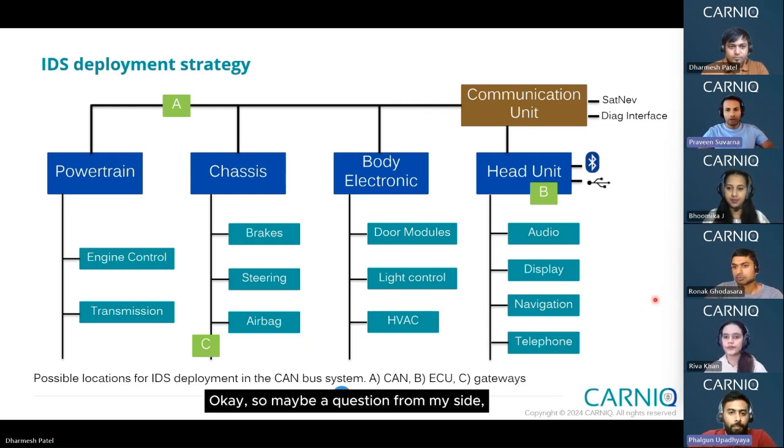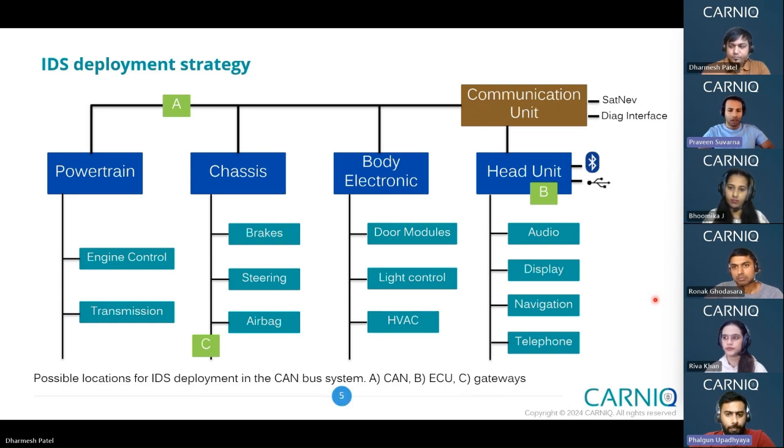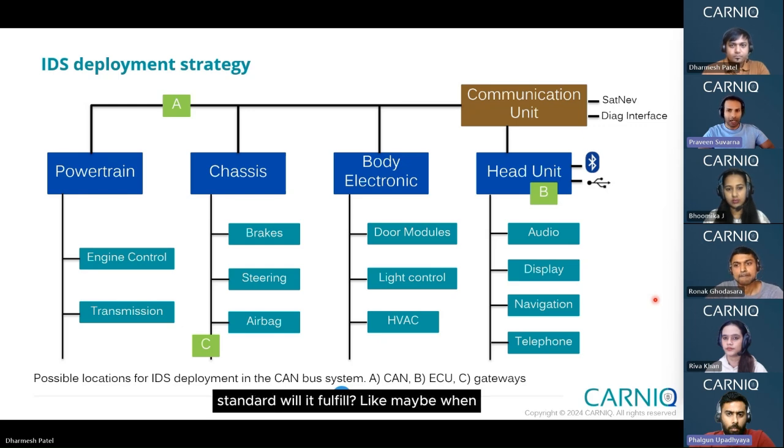Okay, so maybe a question from my side, because at the end of the day, irrespective of what cybersecurity measure we implement, our end goal is to comply to the standard, right? 21434. So considering IDS as a cybersecurity control, what part of ISO 21434 standard will it fulfill? Like maybe when it comes to cybersecurity properties or methods, and also the different phases of cybersecurity activities, what would it fulfill in general?